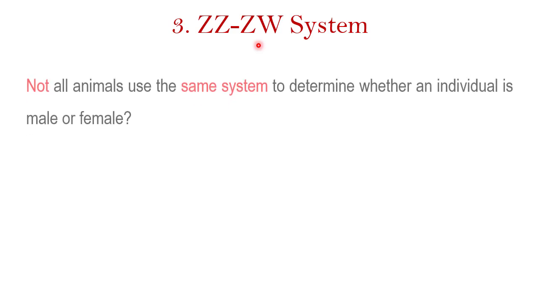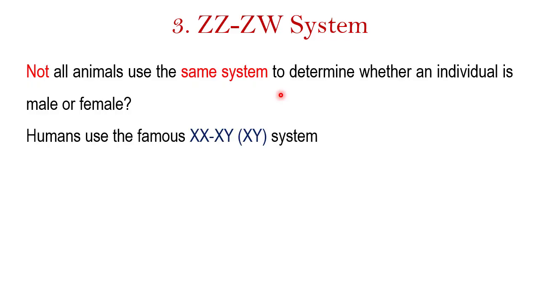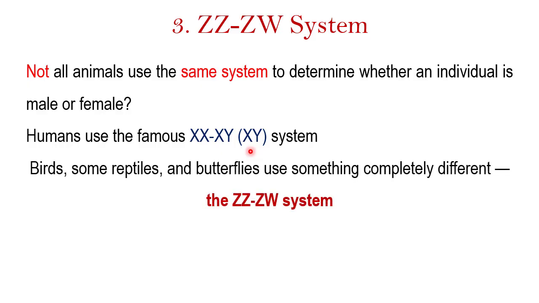ZZ/ZW system. If you look at the animals, not all of the animals use the same system to determine whether an individual is male or female. For example, if you talk about the human beings, we use the famous XX/XY, sometimes also known as the XY system. But if you look at the birds, some reptiles and butterflies, they are going to use a completely different sex determination system, which is known as the ZZ/ZW system. And this is going to be the focus of this particular video.